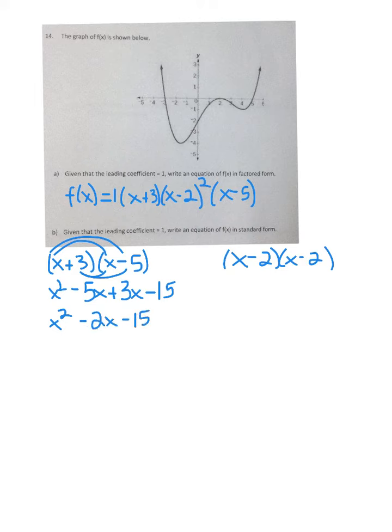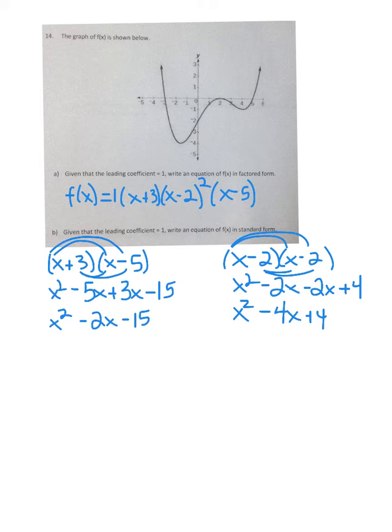All right, let's move over to the right side, do the same thing. So here I'm going to get x squared. Here I'm going to get minus 2x. Here I'm going to get another minus 2x. And here I'm going to get plus 4. So let's simplify that. So that's x squared minus 4x plus 4. Okay, so now I'm going to take this factor and this factor, and I'm going to distribute those.